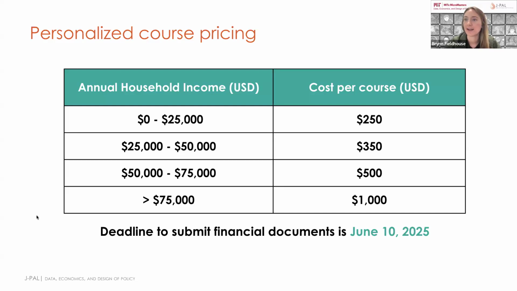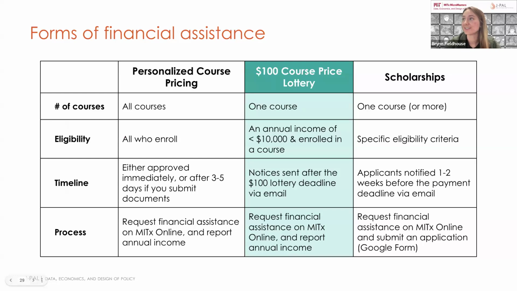All right. Now, the next form of financial assistance is the $100 course price lottery. This is a lottery that randomly selects eligible learners to receive a coupon that will discount the price of one course to $100. The discount can be applied to any course, but you must use it within 1 year of receiving it.